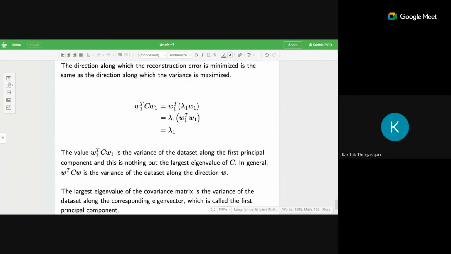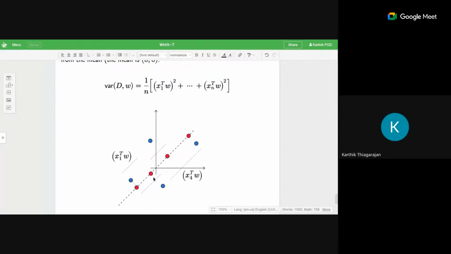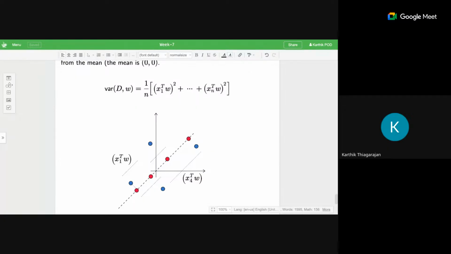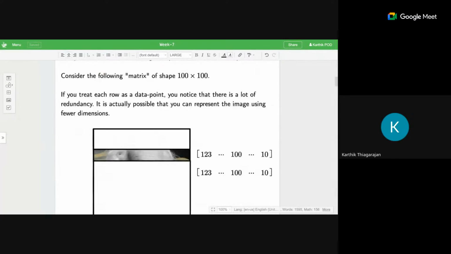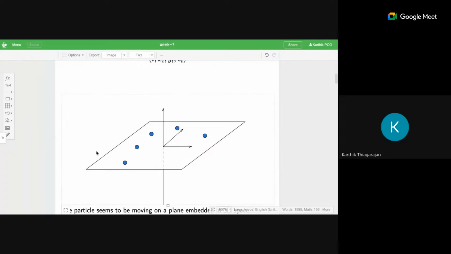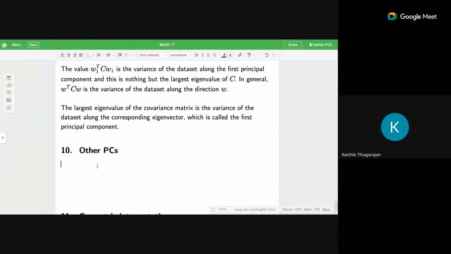Remember, what you have done is you have only found out one direction which is important. But there is no reason why there should be only one direction. There could be several directions. For this, you have to go back to this image here. So this is other PCs, other principal components. So remember this case, right?